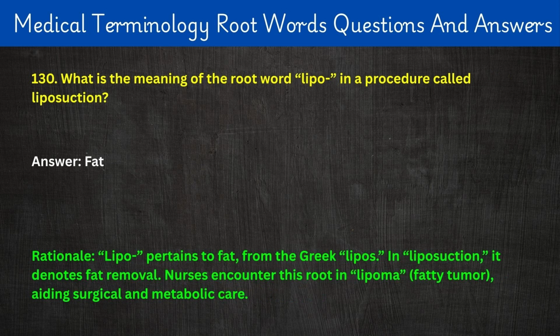130. What is the meaning of the root word lipo- in a procedure called liposuction? Answer: fat. Rationale: Lipo- pertains to fat, from the Greek lipos. In liposuction, it denotes fat removal. Nurses encounter this root in lipoma, fatty tumor, aiding surgical and metabolic care.